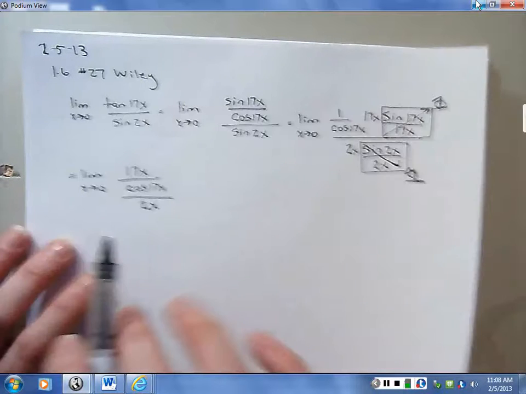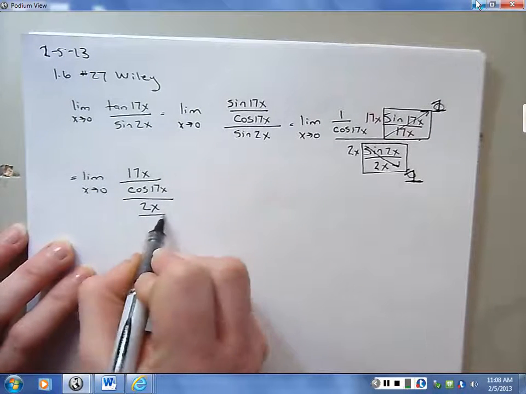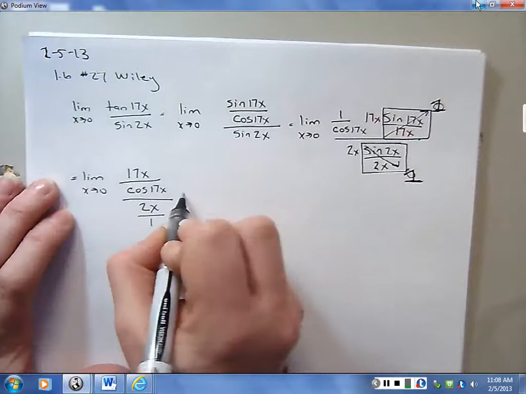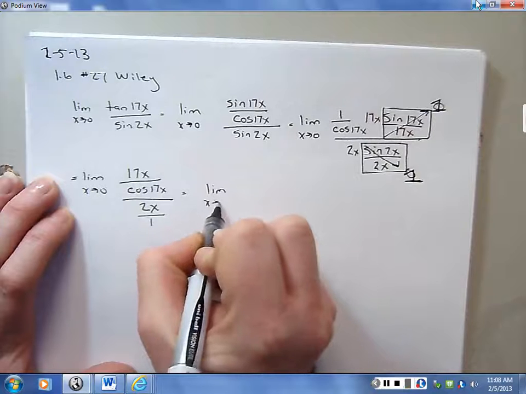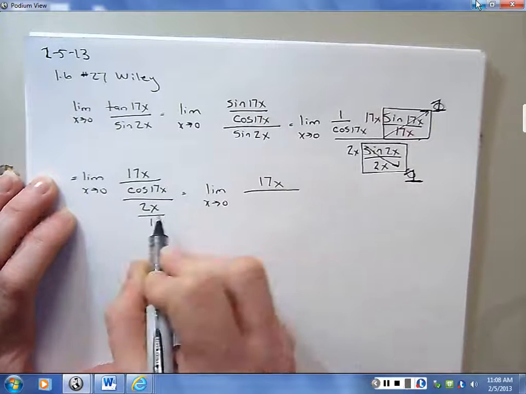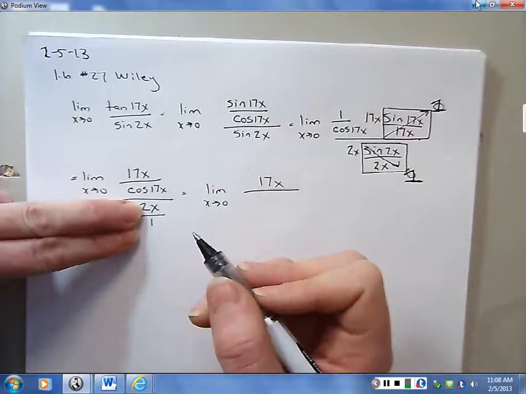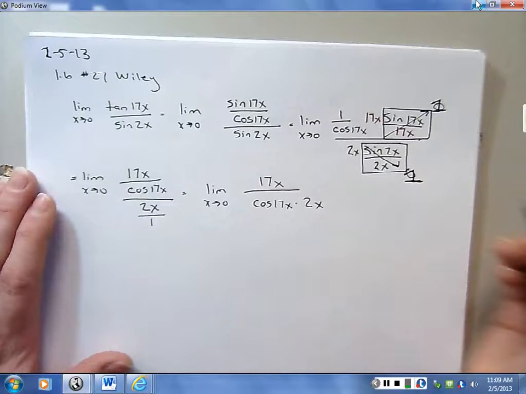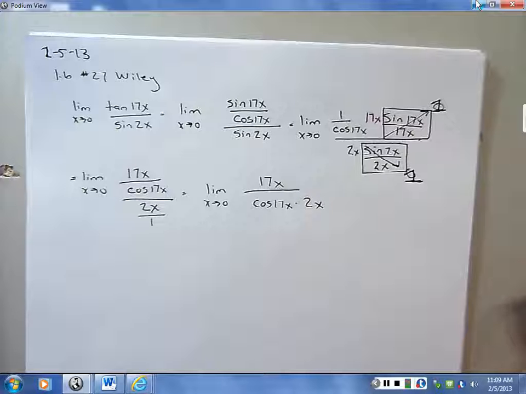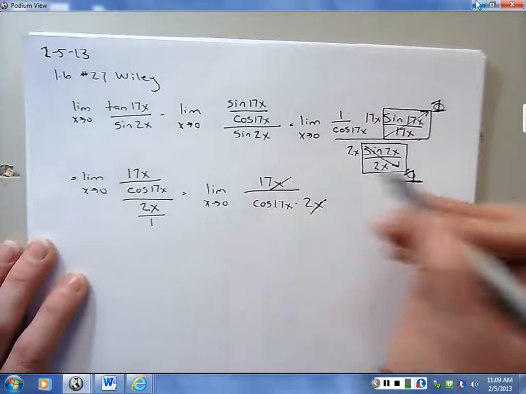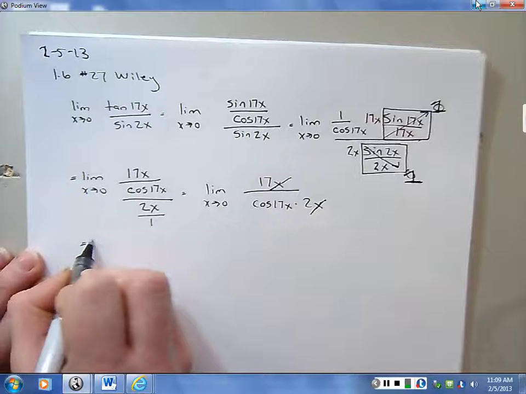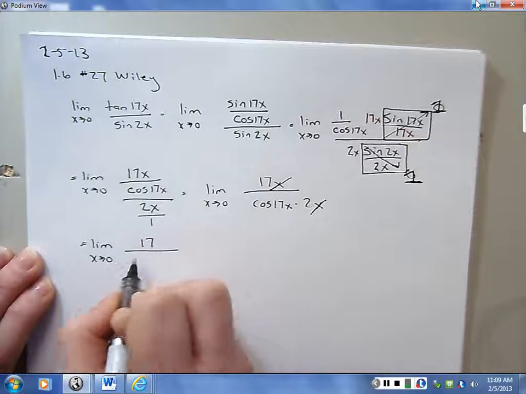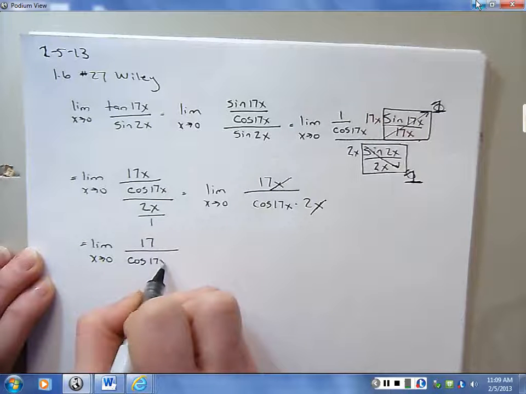Okay, so at this point, I want to get a complete fraction. A fraction over a fraction, I want to flip and multiply, right? So if I do that, I end up with the limit as x goes to 0. On top, I have 17x. On 2x over 1, if I flip that and multiply, I end up with cosine of 17x times 2x. Right? I have a true fraction now. So the x's cancel. And I'm left with the limit as x goes to 0 of 17 over cosine of 17x times 2.